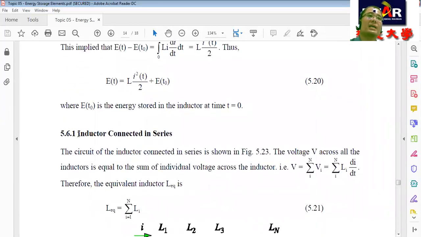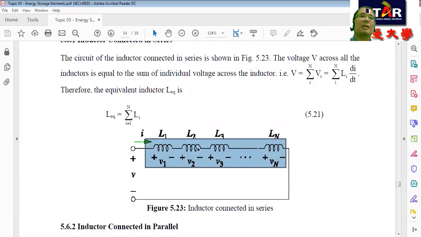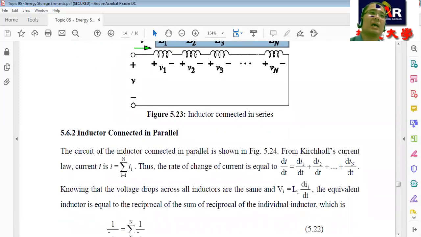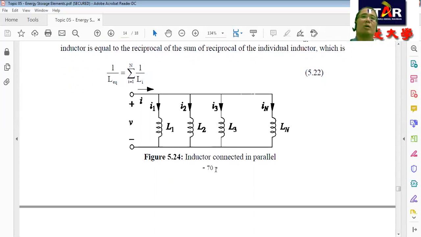Inductors connected in series like this: the total equivalent is the sum of the individual ones, L equivalent equals L1 plus L2, L3, until Ln. Then inductors connected in parallel like this: 1 over L equivalent equals 1 over L1 plus 1 over L2 plus 1 over L3 plus 1 over L4. Okay.